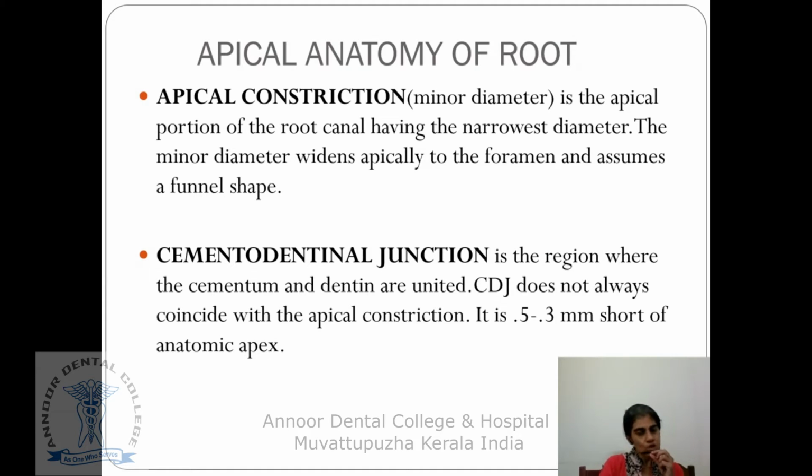Moving on to cemento-dentinal junction. So it is a region, there's one cemento-dentinal junction in the coronal third of the root, and now we will see what is there at the apex. So it is a region where the cementum and dentin are united. This CDJ does not coincide with the apical constriction. It is 0.5 to 0.3 mm short of the anatomic apex.